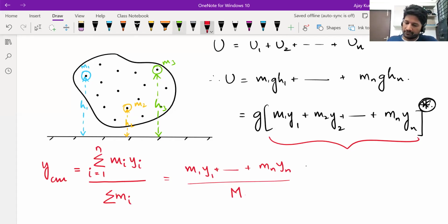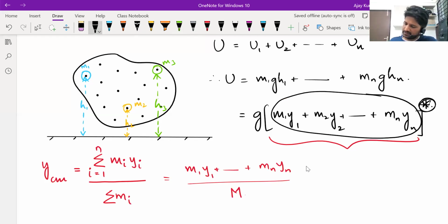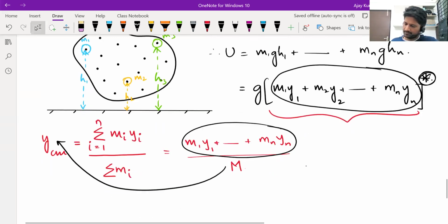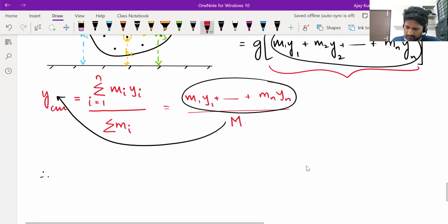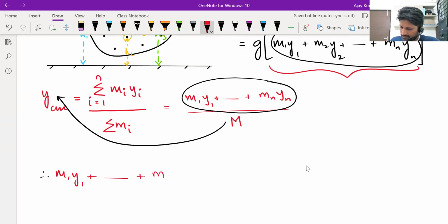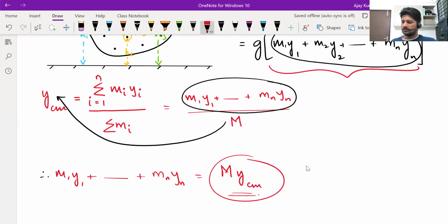Fine. Now in the formula for potential energy, when we tried to express the potential energy of this system, we got a term like this. And we see the same term here. Cross multiply m to the other side. You can say that m1 y1 plus m2 y2 so on up to mn yn is nothing but total mass of the system multiplied with the y coordinate of its center of mass. This makes our job very easy. Here, there are infinite number of terms. This is just one term.